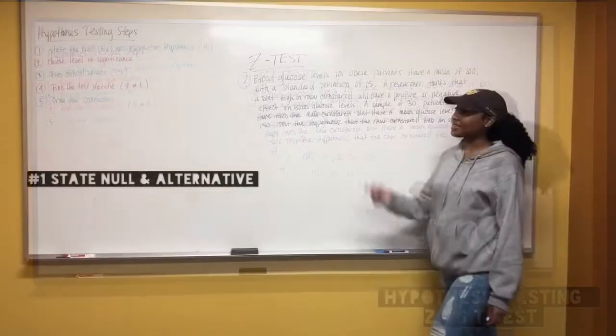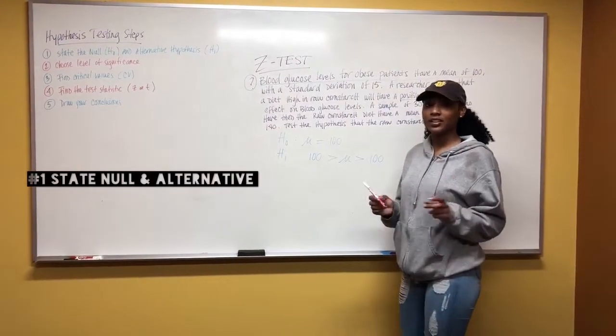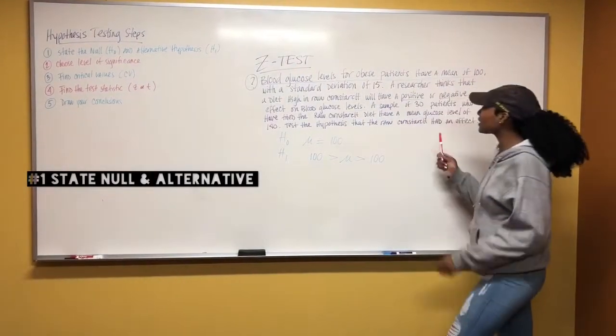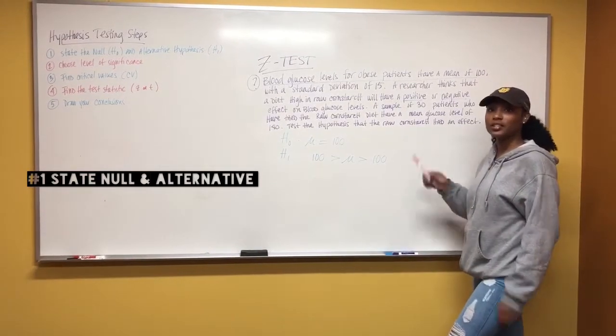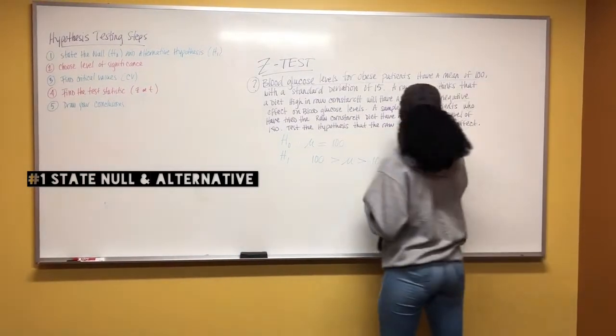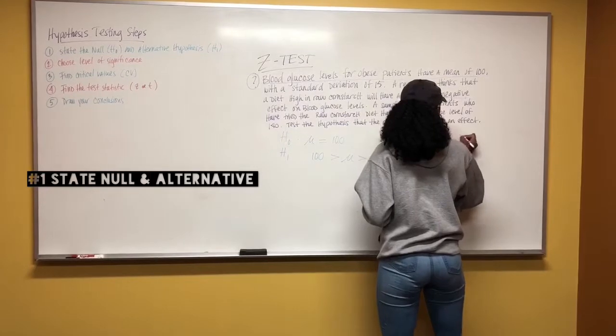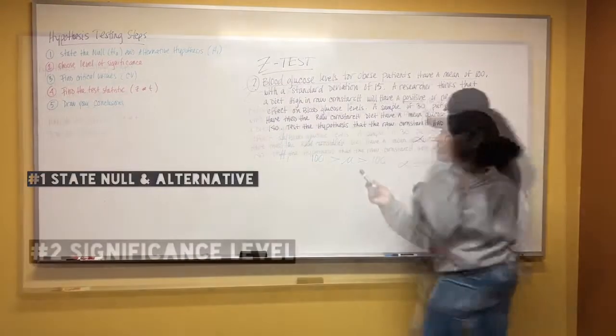Now on to step number 2, we're going to choose our level of significance. Because it's not explicitly stated in the problem, we can assume that the level of significance is going to be equal to 0.05.